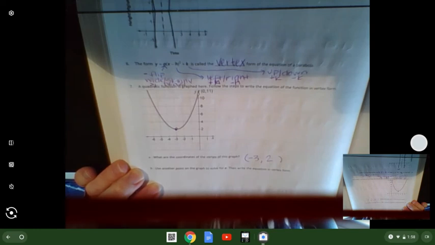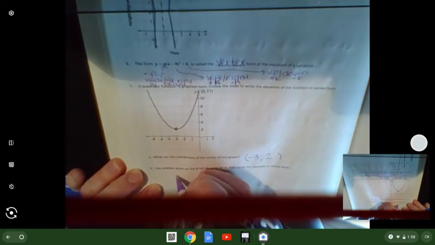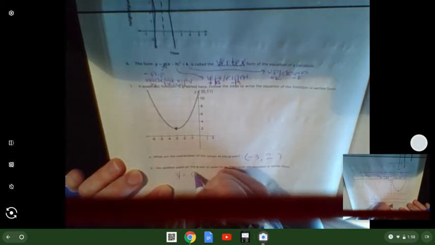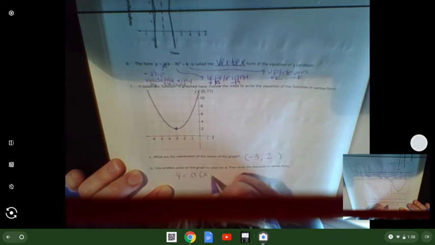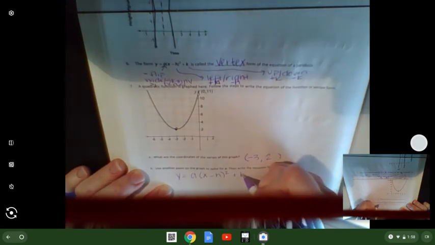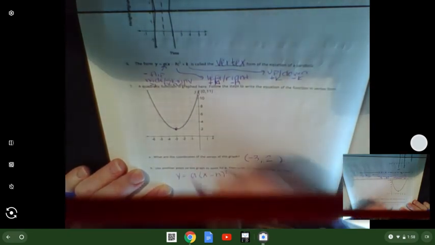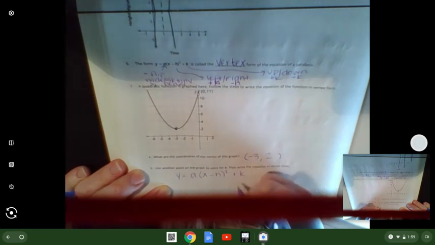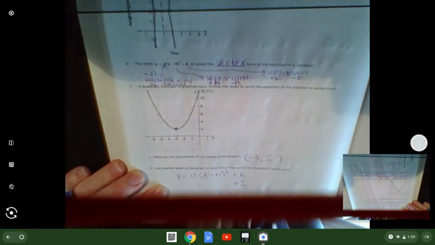Let's write this equation. Okay, y equals, I'm going to write this all out, a times (x minus h) squared plus k. Let's go with the easy one first, k. How many up and down have we gone? Well, we have gone up, so plus, we have gone up to 2. So I'm going to put plus 2.